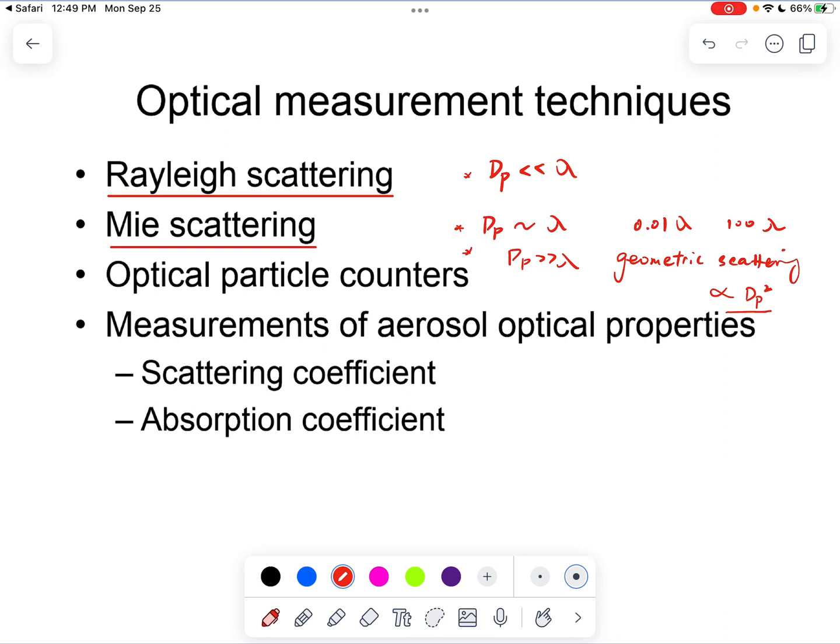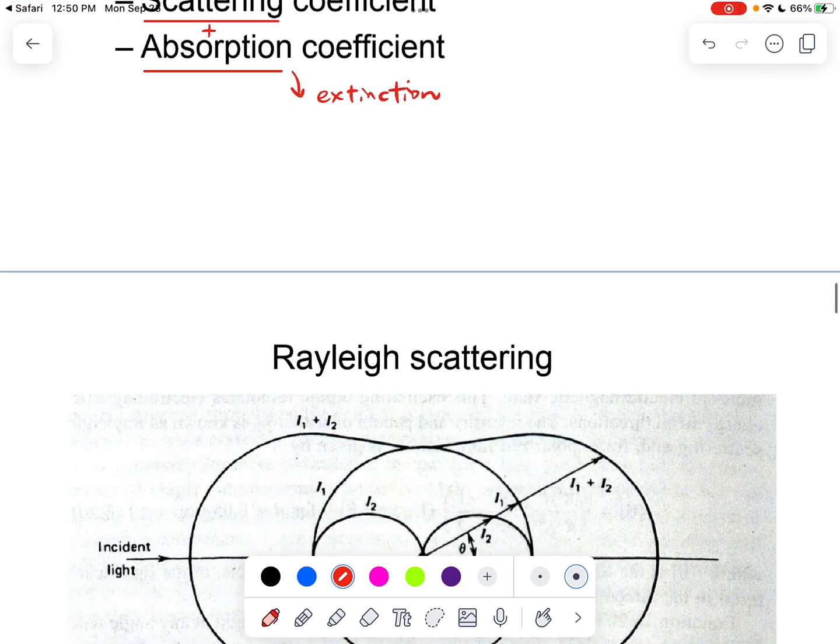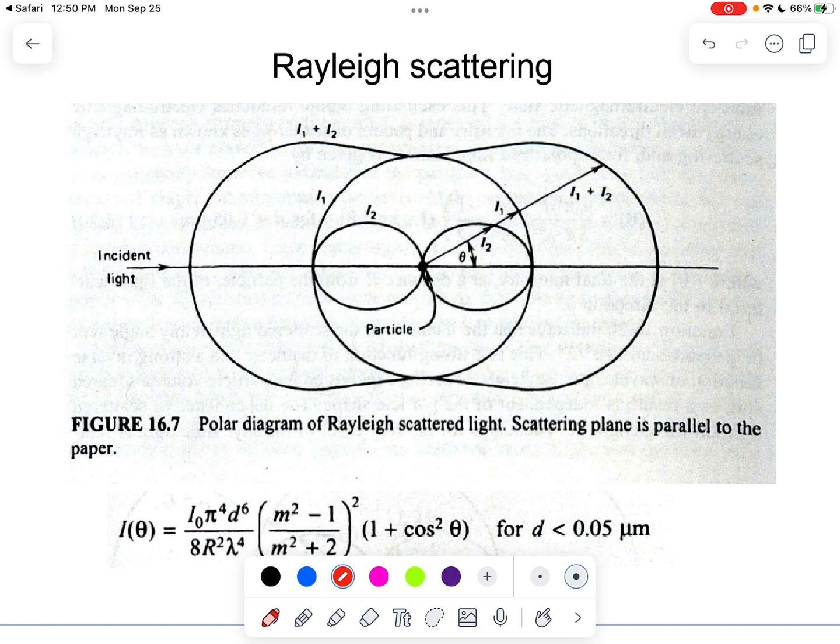So based on these different regimes of light scattering, we can develop instruments to measure the size distribution of aerosols. And we developed this instrument called optical particle counters, or OPCs, to measure the size distribution of particles based on light scattering. Okay, and further, in terms of the interaction between the light and the particles, there's both scattering and absorption involved. So scattering plus absorption is actually the extinction of the light. From these optical measurements, we could determine the scattering coefficient and absorption coefficient of the aerosol samples. Okay, so first we'll talk about the scattering.